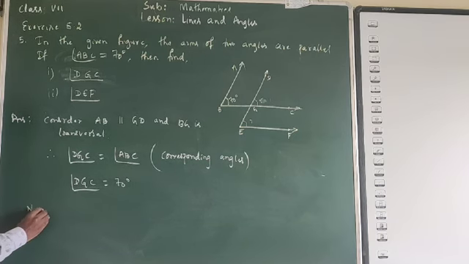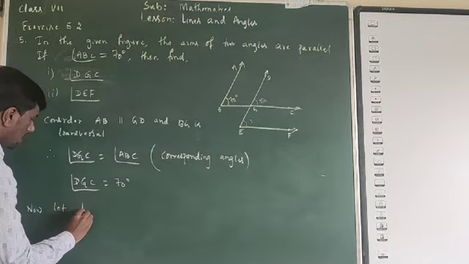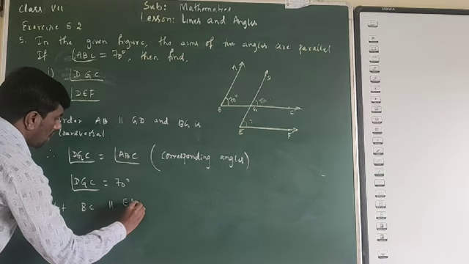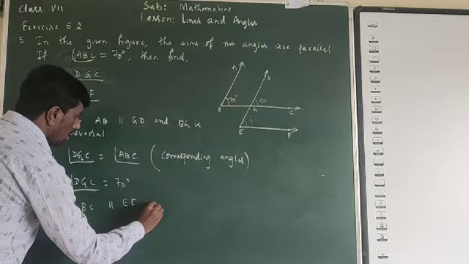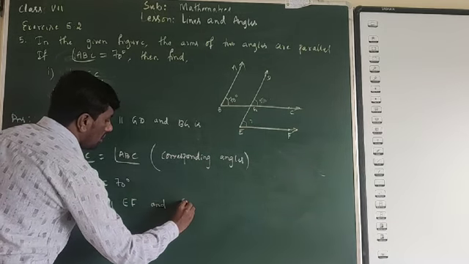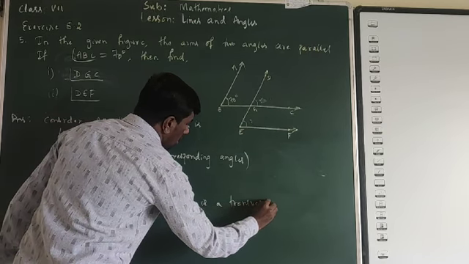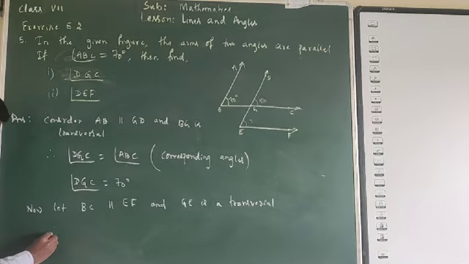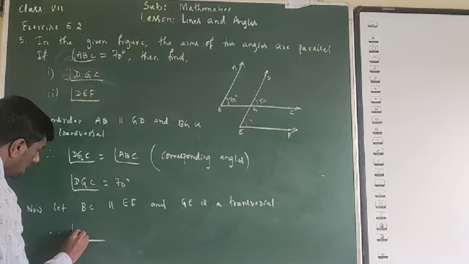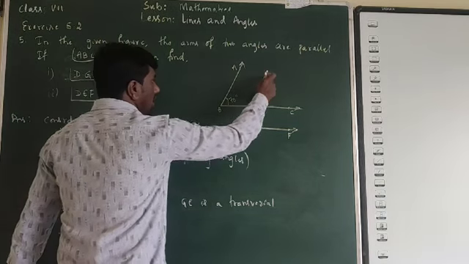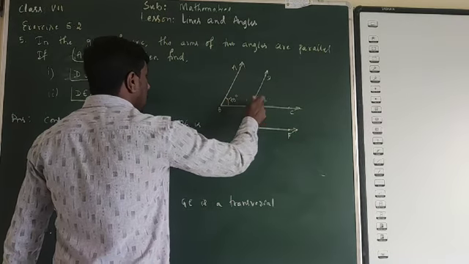Second one. Now consider that BC is parallel to EF, and GE is a transversal. Therefore, this angle, what is that? Angle DEF will be equal to this, because these two are corresponding angles.